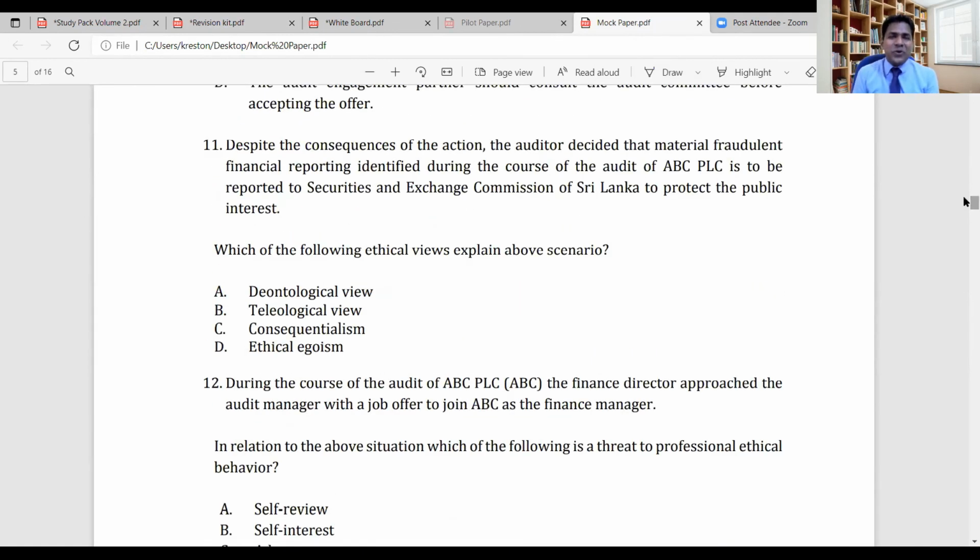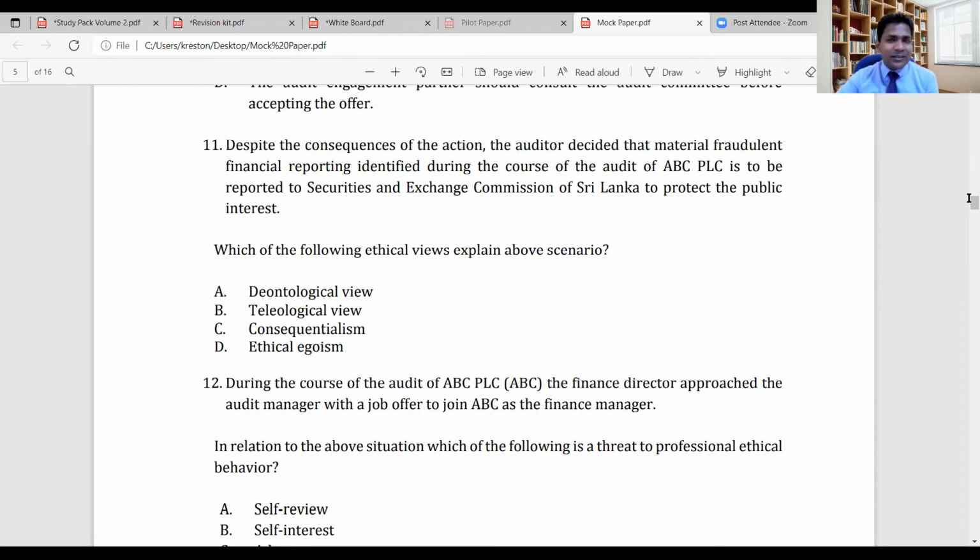See how nice. So your most expected ethical views question, right? Despite the consequence of the action, the auditor decided that material, fraudulent financial reporting identified during the course of the audit of ABC PLC is to be reported to Securities and Exchange Commission of Sri Lanka to protect the public interest. Which of the following ethical views explain the above scenario? Duty-based and result-based. Duty-based, consequence-based.